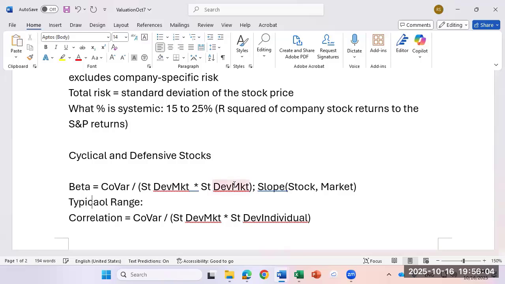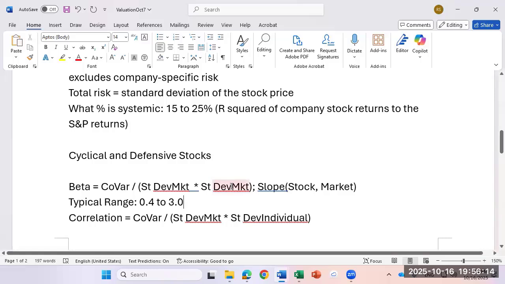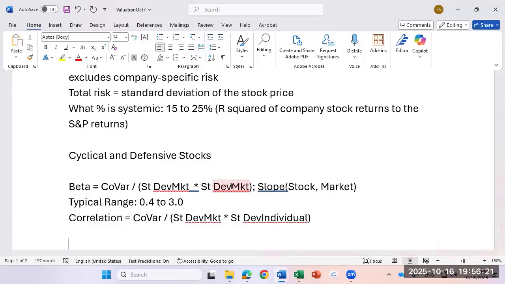I typically say I will go down to 0.4 and I will go up to 3. Below 0.4, you can see Walmart has negative betas for 5-year periods quite frequently. They have in the last few years had a negative beta. If you have a negative beta, what does that imply for your model?